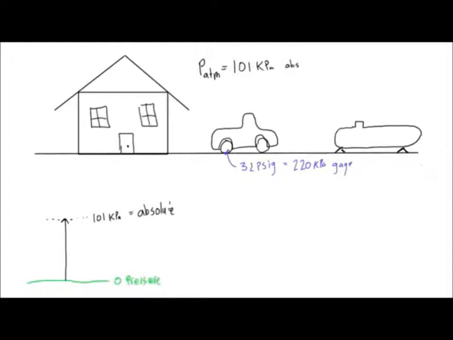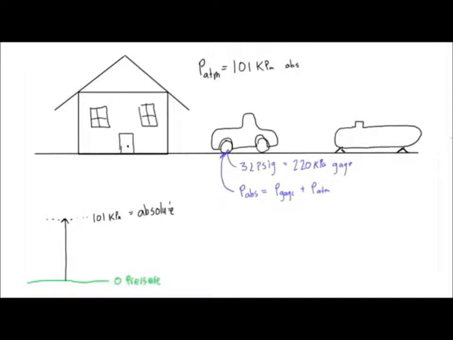So if we wanted to write the absolute pressure of what's going on in this tire, well, we would say that P absolute is going to equal P gauge plus P atmospheric, right?